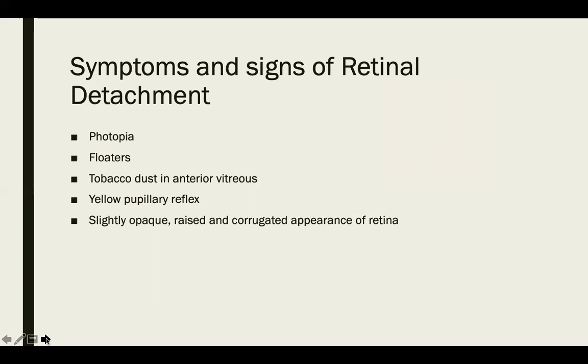We discussed the symptoms: photopsia, floaters, tobacco dust. Tobacco dust are actually the retinal pigment epithelial cells which get into the vitreous cavity because of the break in the retina. Yellow pupil reflex, because the normal red reflex is lost. The normal red reflex is from the choroidal vessels, and because the retina is detached now, the red reflex is lost.